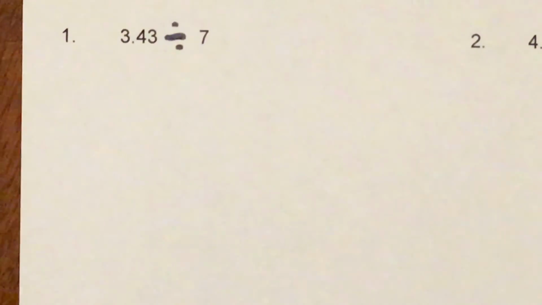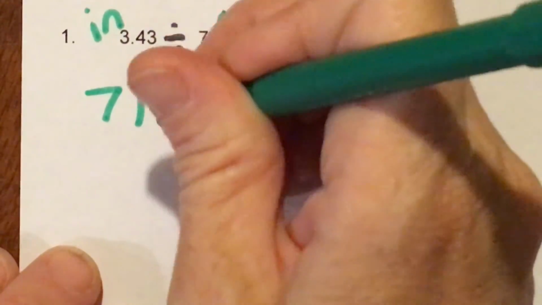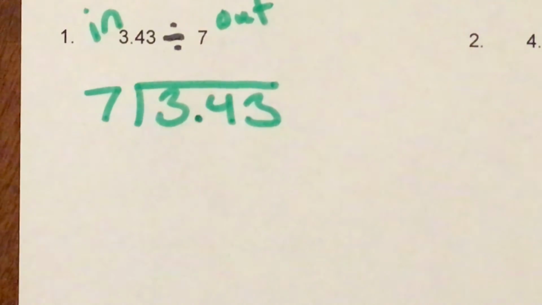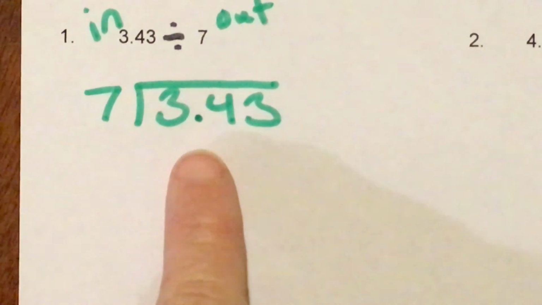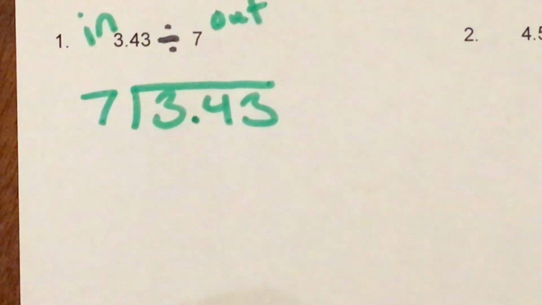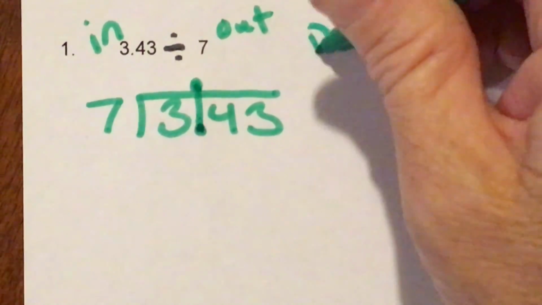I'm not going to have my steps in front of me, so make sure you refer to your steps to help you. Step 1 is we're going to set it up, being very careful about which one goes inside and which one's outside. So this is my in, this is my out. So 7's outside and 3.43 is inside. Step 2 is make sure there's a decimal in the dividend. Yep. Step 3 is no decimal outside. I'm good. Step 4 is draw a barbell. And then step 5 is divide. So you could use your daddy, mommy, sister, brother to help you.